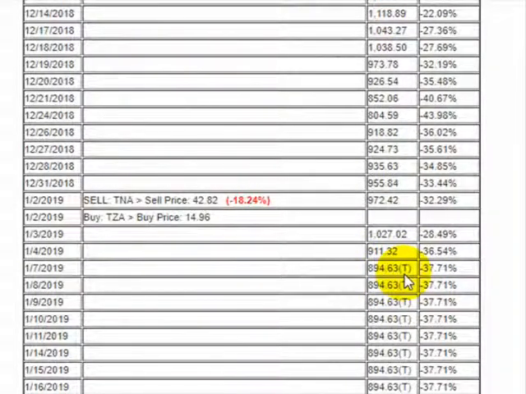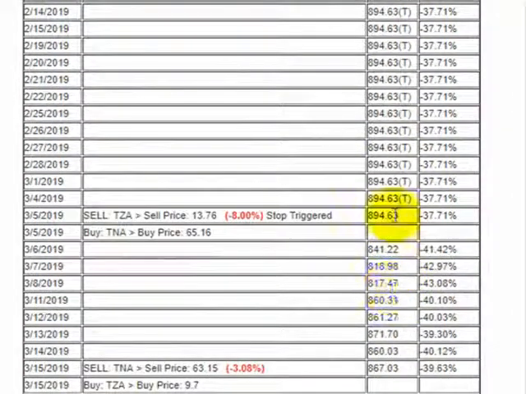I do want to mention here, because it is right here, you see the T right here? That means the stop loss was triggered. So we had bought TZA, and 3 days later, it triggered the stop loss. So if our order would have executed, we would have exited TZA, and we would be sitting in cash all this time, and eventually it says here would be the time to buy TNA on the 5th. And so there it is. It's marked our 8% stop loss. We sold at 13.76, and the stop was triggered.